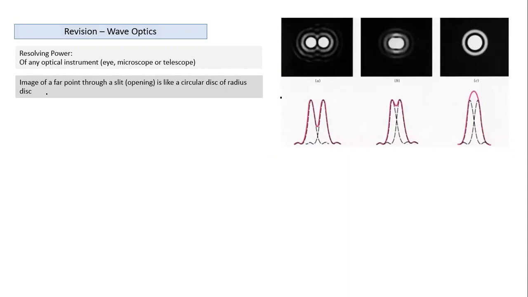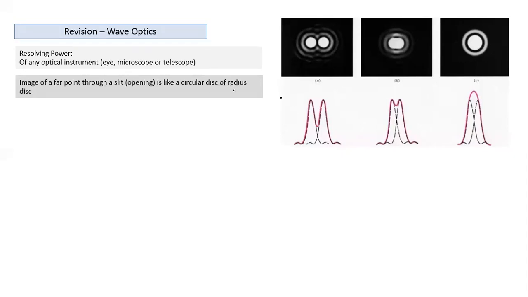For any opening, if we look at the image of a far point, it means the incident rays will be parallel to the slit opening, and the opening could be the retina of the eye, or the lens of a microscope or a telescope. A point object or point source creates a circular disc kind of image.